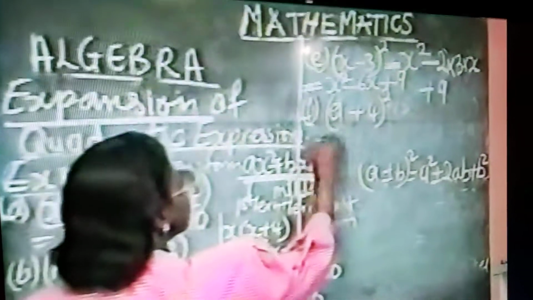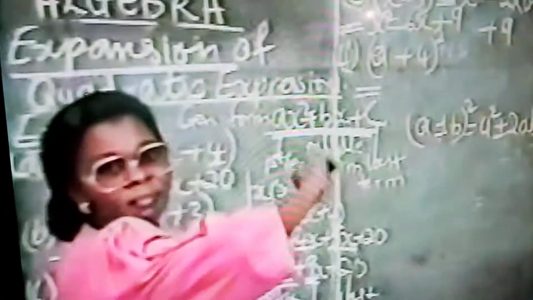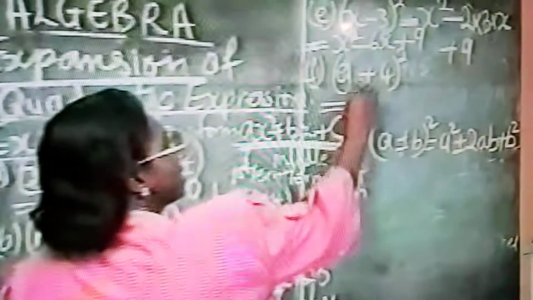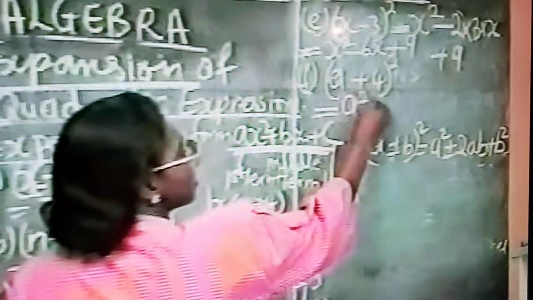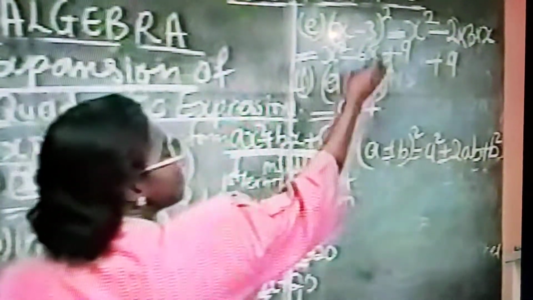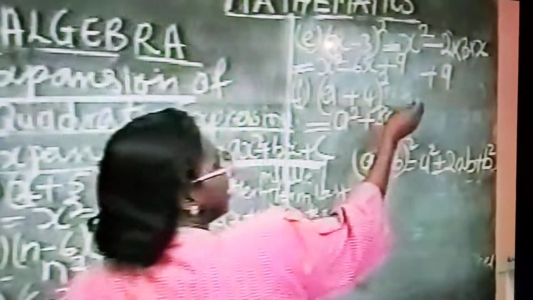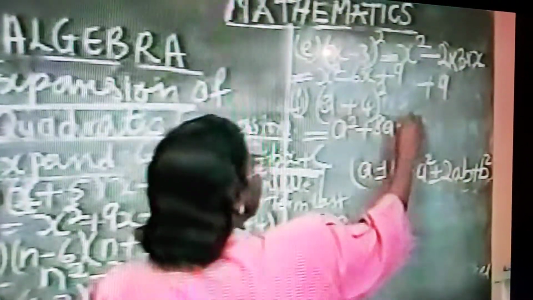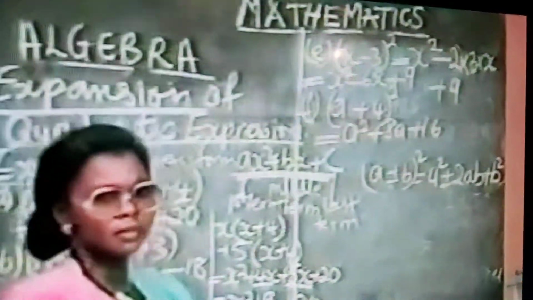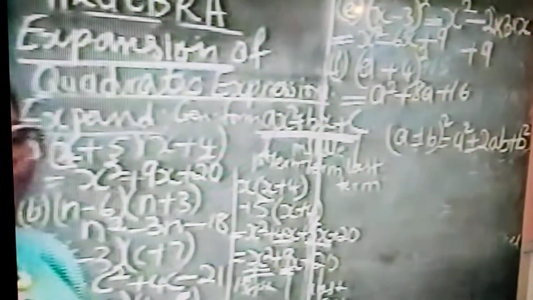So here, let's do this directly. This will be what? X squared plus, because the middle term is plus, 2 times 4, 8. Then you have 8x, and then 4 squared, you get your 16. That's the perfect square for you.